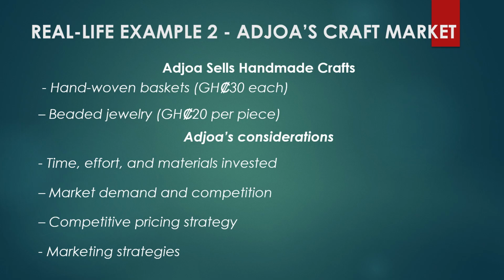And we want to see how Ajua came by this. What did she consider? The factors that went into deciding the price. First, she considered the time, the effort and materials she invested in creating each item. A hand weaving basket takes hours to make, so she needs a price that reflects that work.